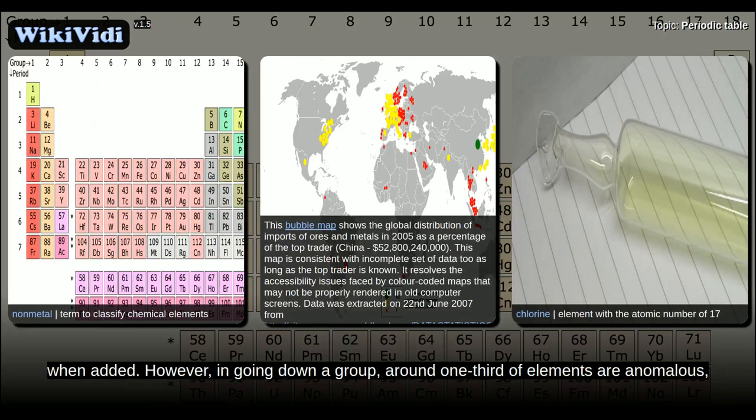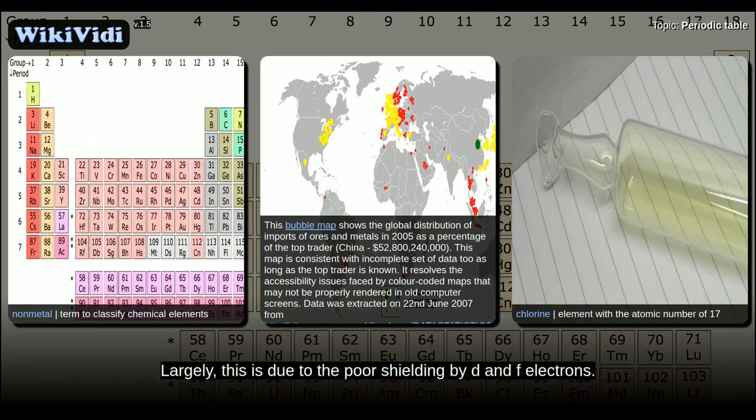However, in going down a group, around one-third of elements are anomalous, with heavier elements having higher electron affinities than the next lighter congeners. Largely, this is due to the poor shielding by D and F electrons. A uniform decrease in electron affinity only applies to group 1 atoms.